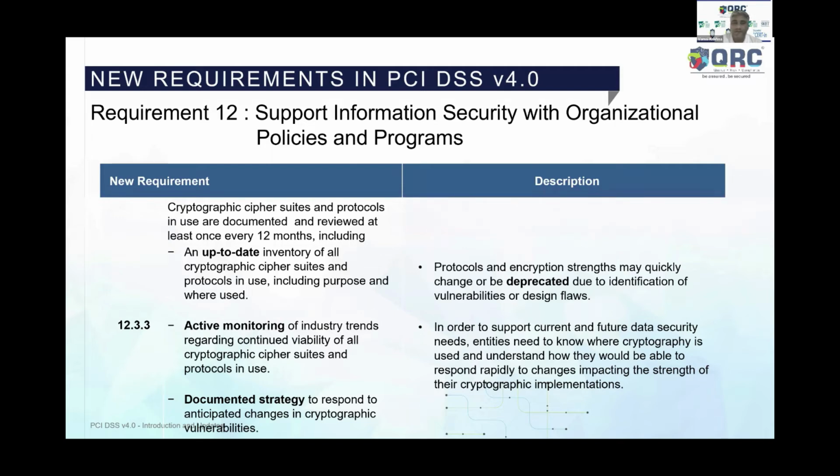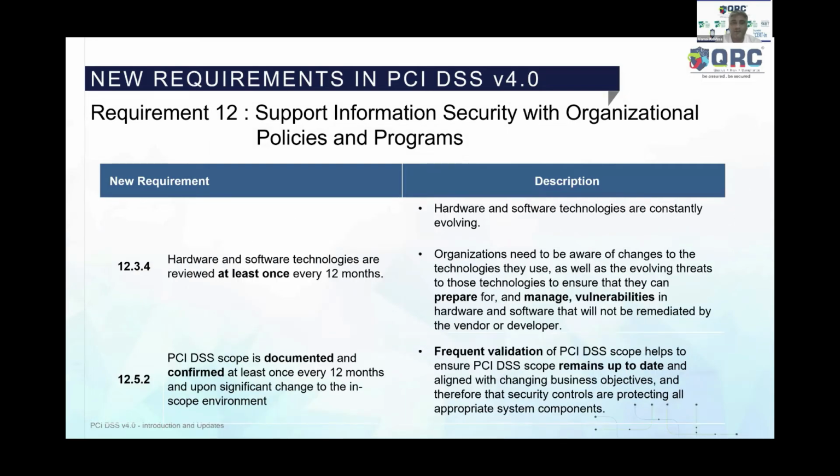Any anticipated vulnerabilities related to the cryptographic controls, and how to prevent such situations, need a documented strategy. This is also important. Hardware and software need to be reviewed at least every 12 months. Also, any significant change in the scope environment has to be documented. This is very important.